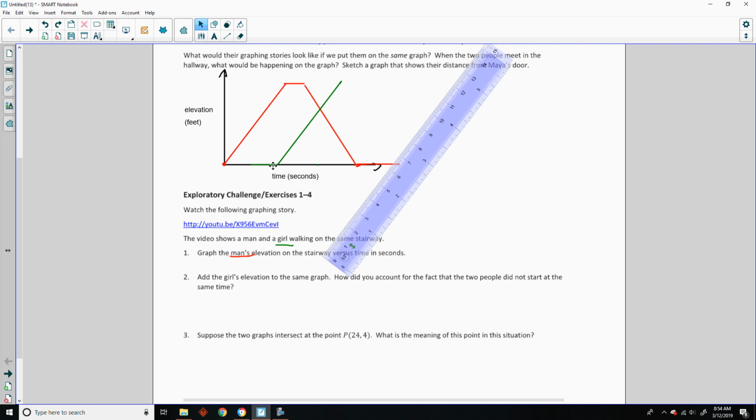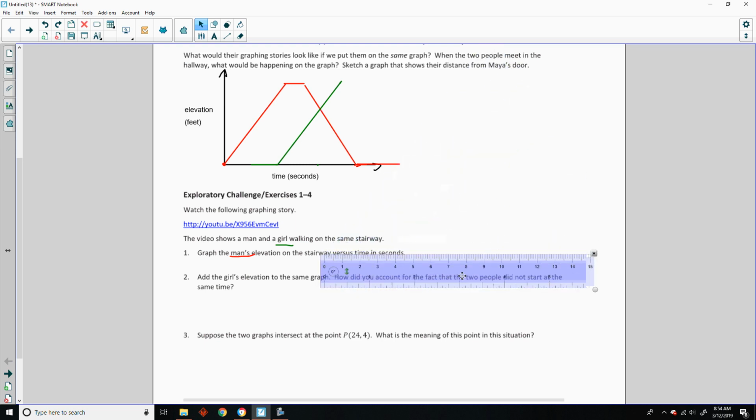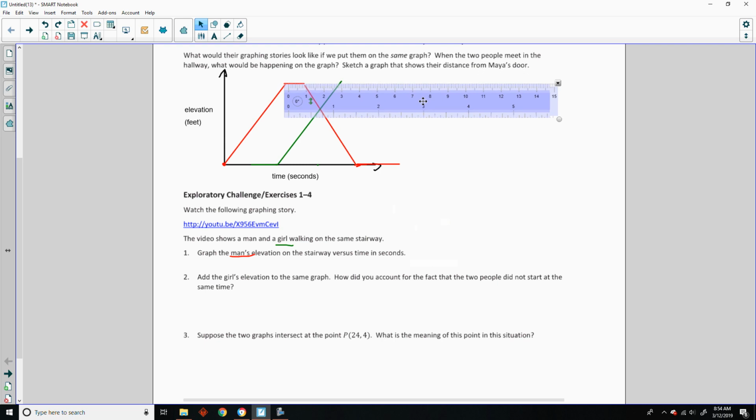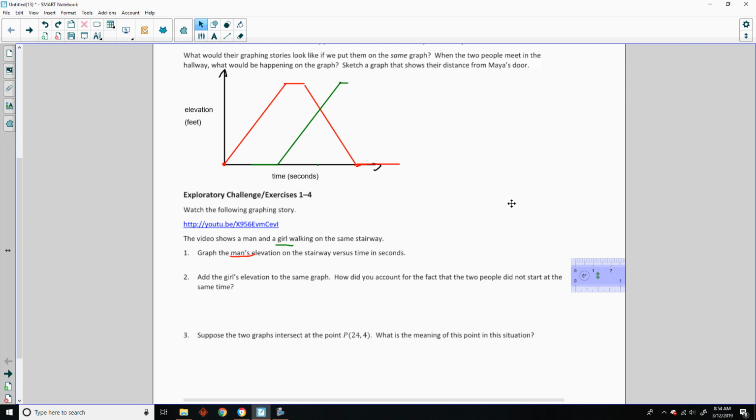So she was walking on the first floor, coming to the stairs, and then she started climbing up, and they met at a certain point. And then the clock was still ticking, or the video was still playing, and she was upstairs for a moment. So there is the graph of her. Okay, move my ruler out of the way.